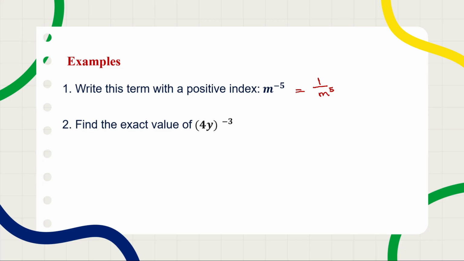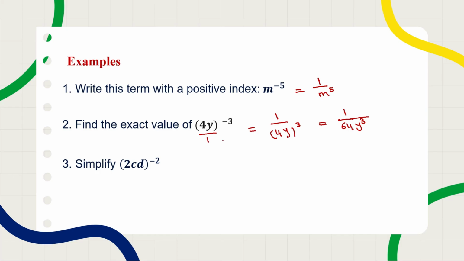Then find the exact value of (4y) all to the power of negative 3. We find the reciprocal of this value, it will be 1 over, and notice that between the brackets we have 4y all raised to the power of negative 3, and here the job of negative 3 is to tell you to find the reciprocal, so it will be (4y) all to the power of 3. Then, as we learned before in the previous lesson, we distribute the exponent to every term inside the bracket, so it will be 4 cubed, 4 cubed is 64, and y cubed, the whole value will be 1 over 64y cubed.